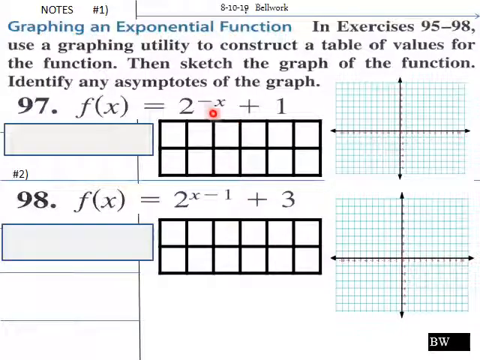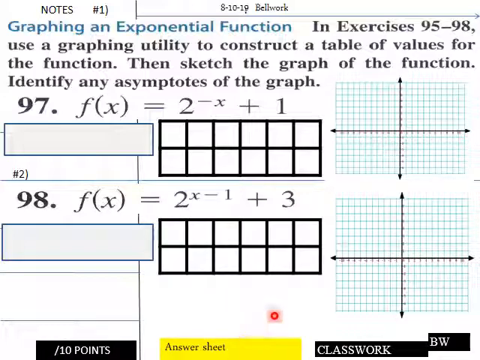Today's bell work, teachers: have your students use a graphing calculator to construct a table of values for these functions here. Then sketch the graph of each function on these grids, identify asymptotes, and put your asymptote identification in these response boxes. Give your students about 4 or 5 minutes for that.